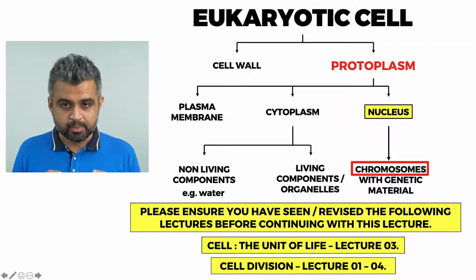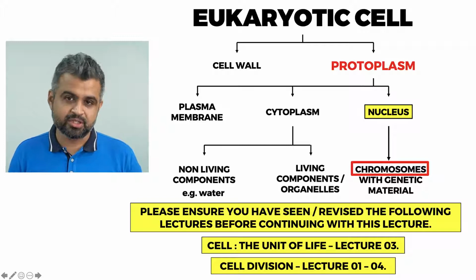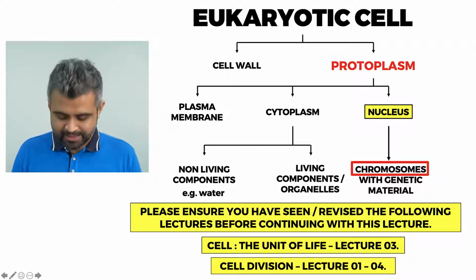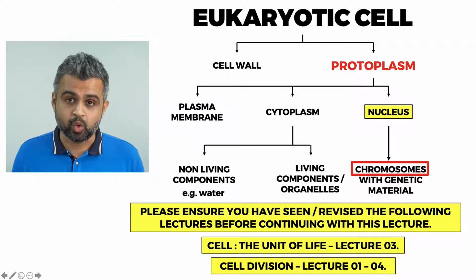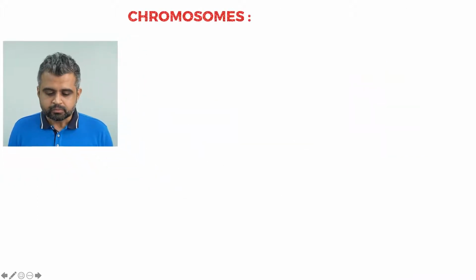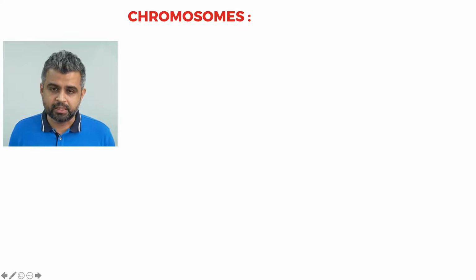So I'm assuming that now these lectures are clear with you, and if that is the case, we can start discussing chromosomes. So what exactly are chromosomes? This is something that you have done in lecture number 4 of cell, and along with that we have also seen it in the lectures number 1 to 4 of cell division.